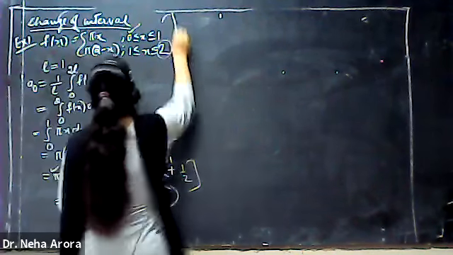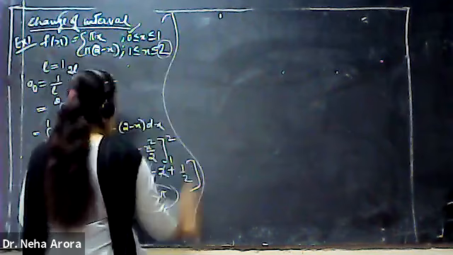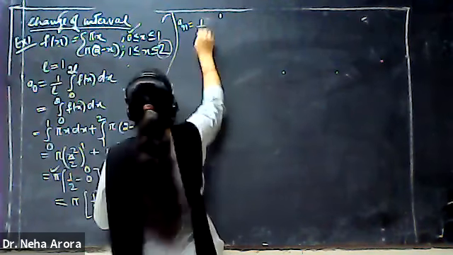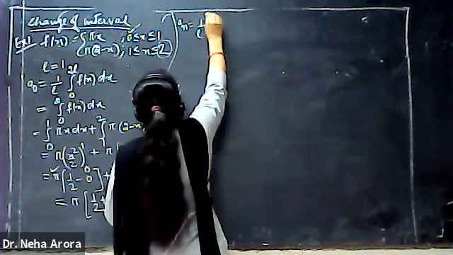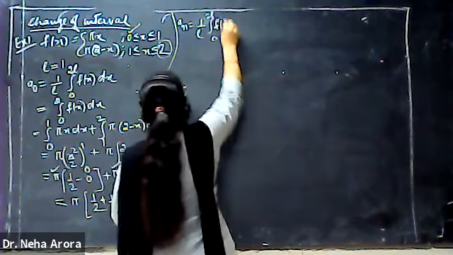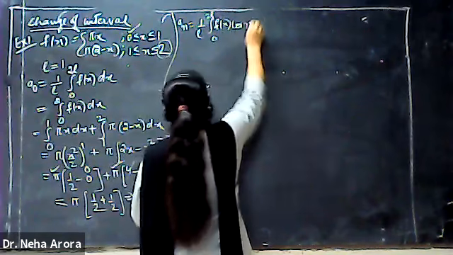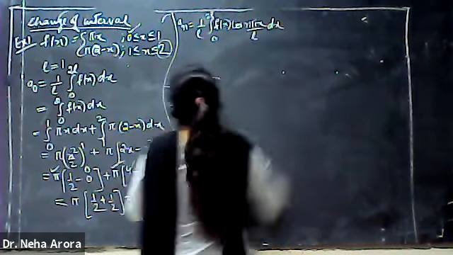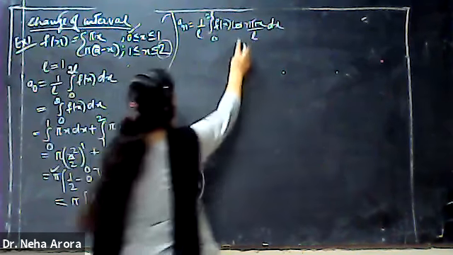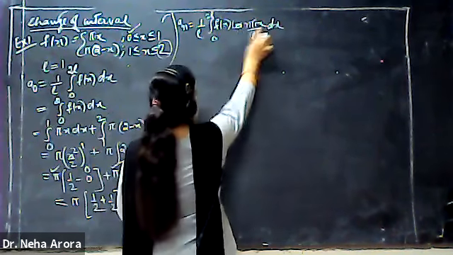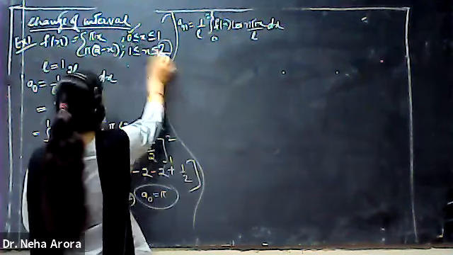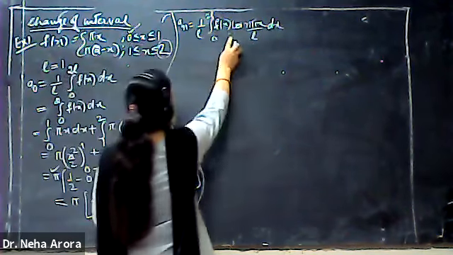Next, we need to find the value of a_n. So let us start with that. Firstly, let's write down the formula: 1/L ∫ from 0 to 2L of f(x) cos(nπx/L) dx. We got it in the definition that here, instead of writing cos nx, we will write cos(nπx/L), whenever we have some constant limit, then we will use this result.